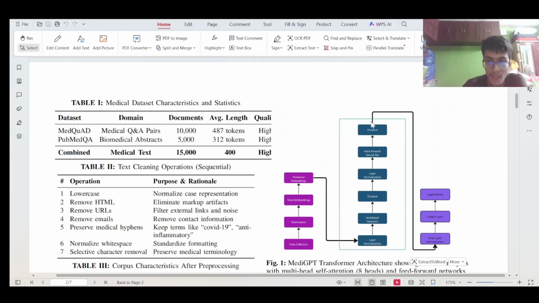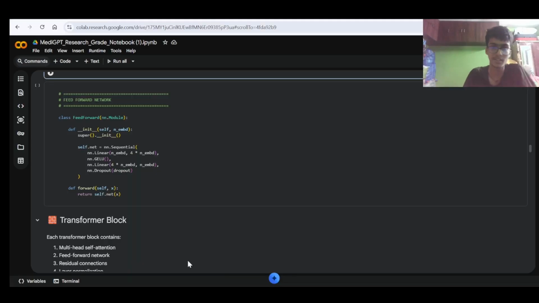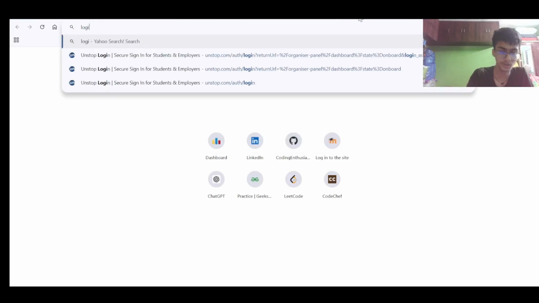Then again dropout. Finally, we get a context vector here, which is then passed to the final layer normalization. This is done to again normalize the values to mean equal to 0 and standard deviation equal to 1. Then we have the output layer. The output layer creates a logits matrix. What is the logits matrix? The logits matrix is created with the size of input sequence by the vocabulary size. I will show you the logits matrix once so that it becomes clearer to you.